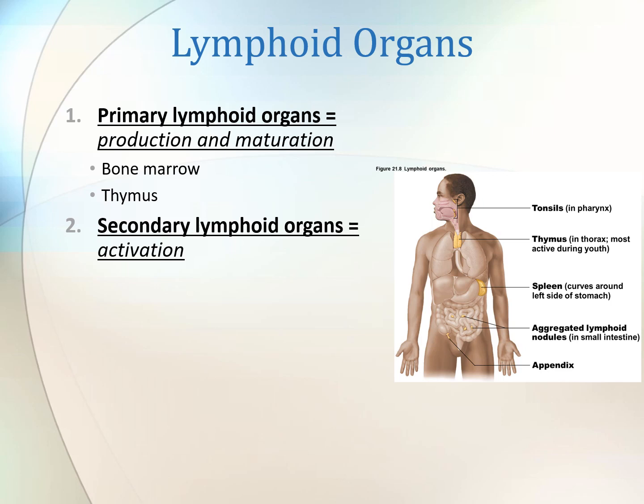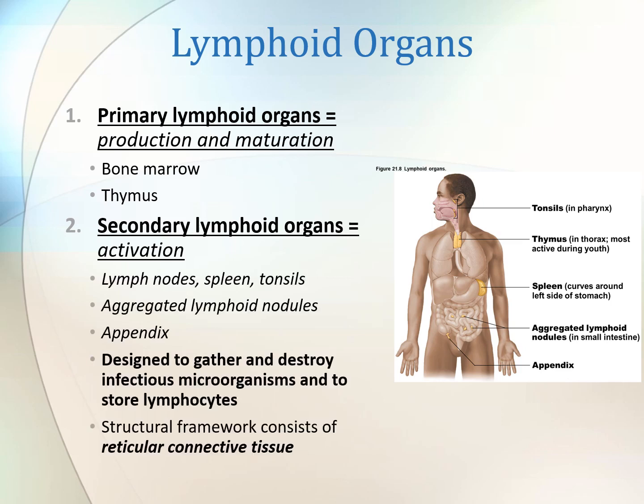So they have nothing to do with actually fighting or activating anything, okay? They're just producing and maturing those lymphocytes. Whereas the secondary lymphoid organs have to do with activation. So these guys are going to be where the lymphocytes are sitting and waiting for those antigens, okay? So lymph nodes, right? So we said lymph nodes, going to be filtering the lymph, waiting for all the pathogens. They're going to be sitting in there, waiting for the antigens.